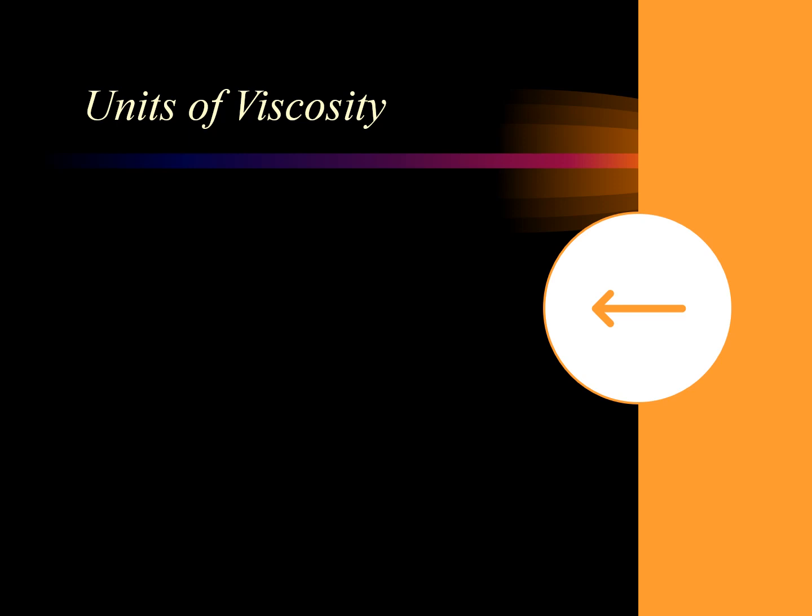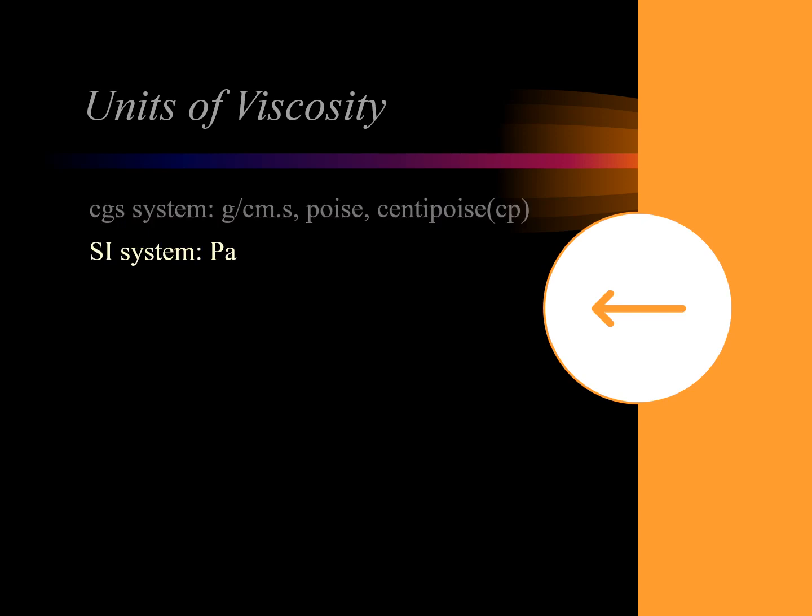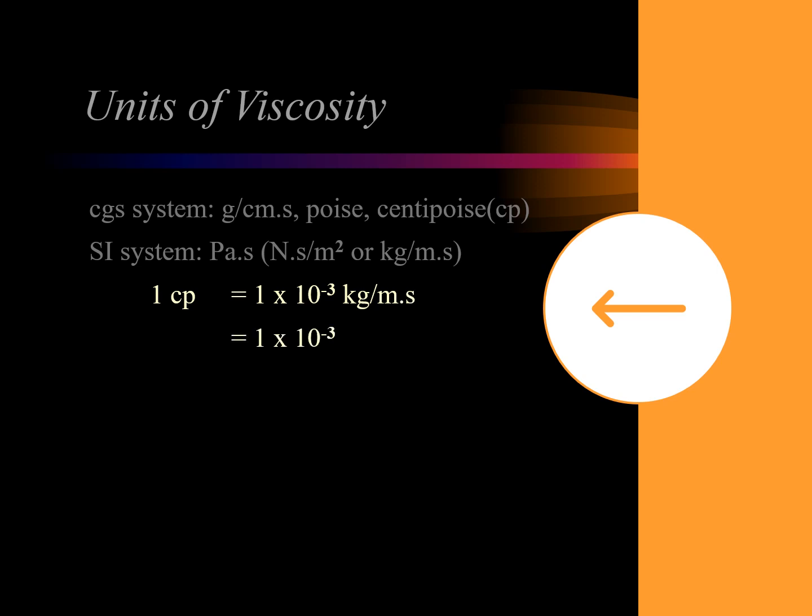The units of viscosity can be expressed in the CGS system as gram per centimeter second, poise, or centipoise, or cP. In the SI system, we have Pascal second or Newton second per square meter or kilogram per meter second. For the conversion of centipoise to other units, please take note of the conversion values shown for 1 cP.